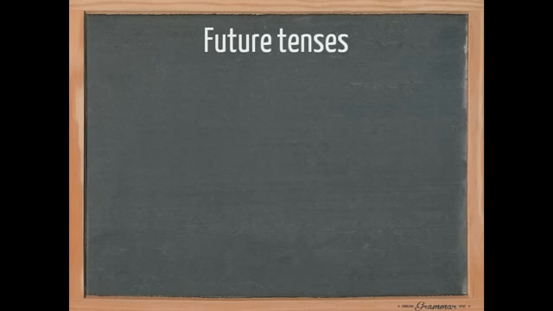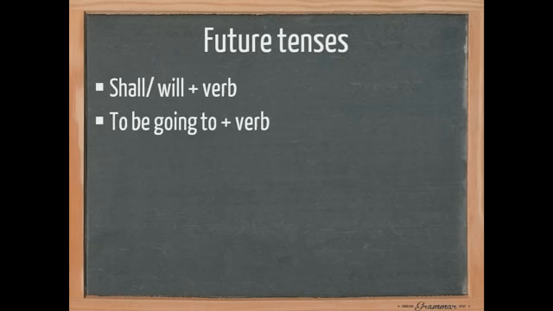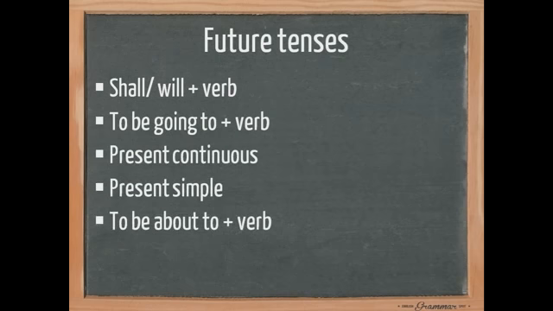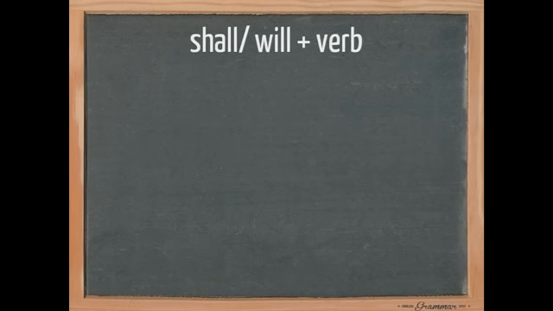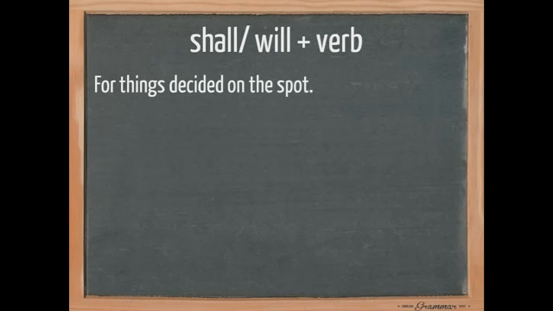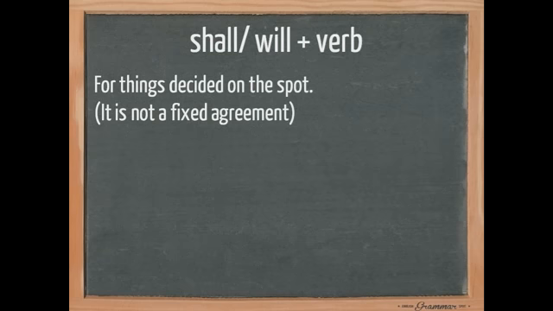The most commonly used future tenses are shall and will plus the base form of the verb, to be going to plus the base form of the verb, the present continuous, the present simple, to be about to and the base form of the verb, and the future continuous. Let's look at shall and will plus the base form of the verb. We use this form for things decided on the spot. They are not fixed agreements and they are not very likely to follow through.